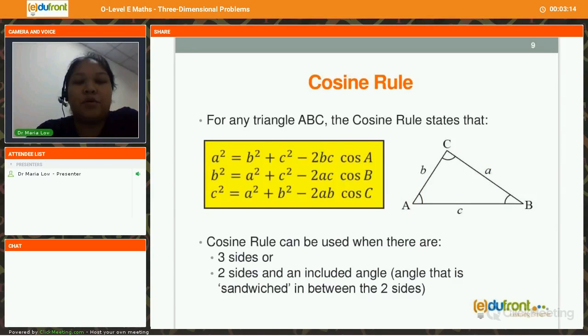And then we have our cosine rule. Our cosine rule again applies to any kind of triangle ABC, and states that a squared is equal to b squared plus c squared minus 2bc cos A. In other words, if you are given any three sides, we can use the cosine rule. If we have two sides and include the angle, which means it's the angle that is sandwiched in between the two sides, for example, angle A, sandwiched in b and c, that is the included angle, we can use the cosine rule.